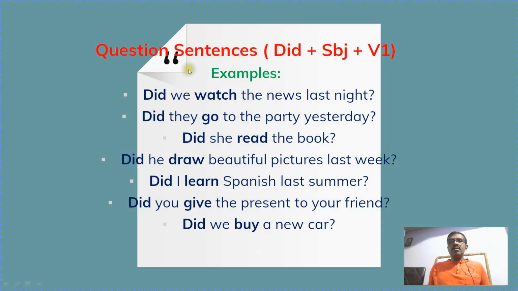Next slide is giving the details of question sentences. Questions will start with did, the auxiliary form of the verb, plus subject plus the base form of the verb, V1. Did we watch the news last night? Did they go to the party yesterday? Here did, they is the subject, go is the verb, the base form, V1. Did she read the textbook? Did he draw beautiful pictures last week? Like that. Okay, so question form sentences we can make like these examples, right?